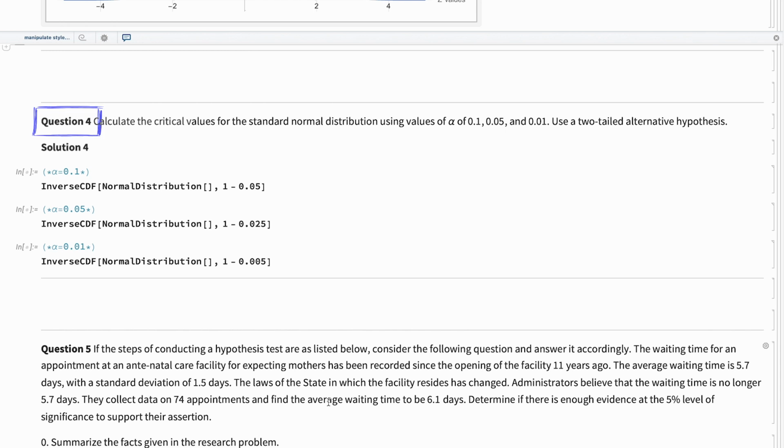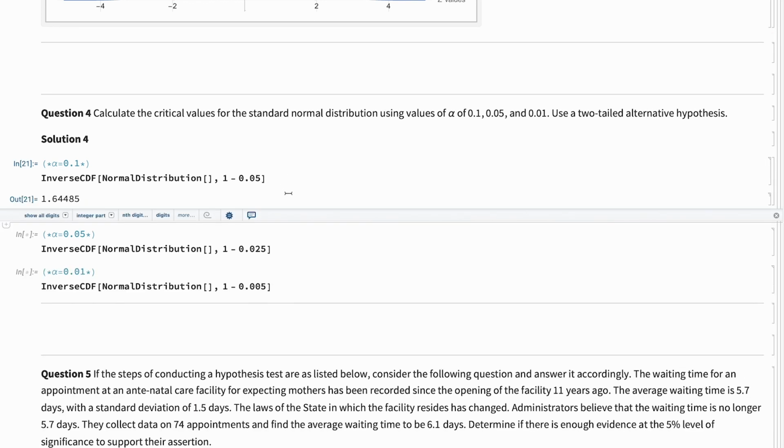True. Great, let's go to question number 4. Calculate the critical values for the standard normal distribution using values of alpha of 0.1, 0.05, and 0.01. Use a two-tailed alternative hypothesis. Now, I've used code here, so let's just run through that.